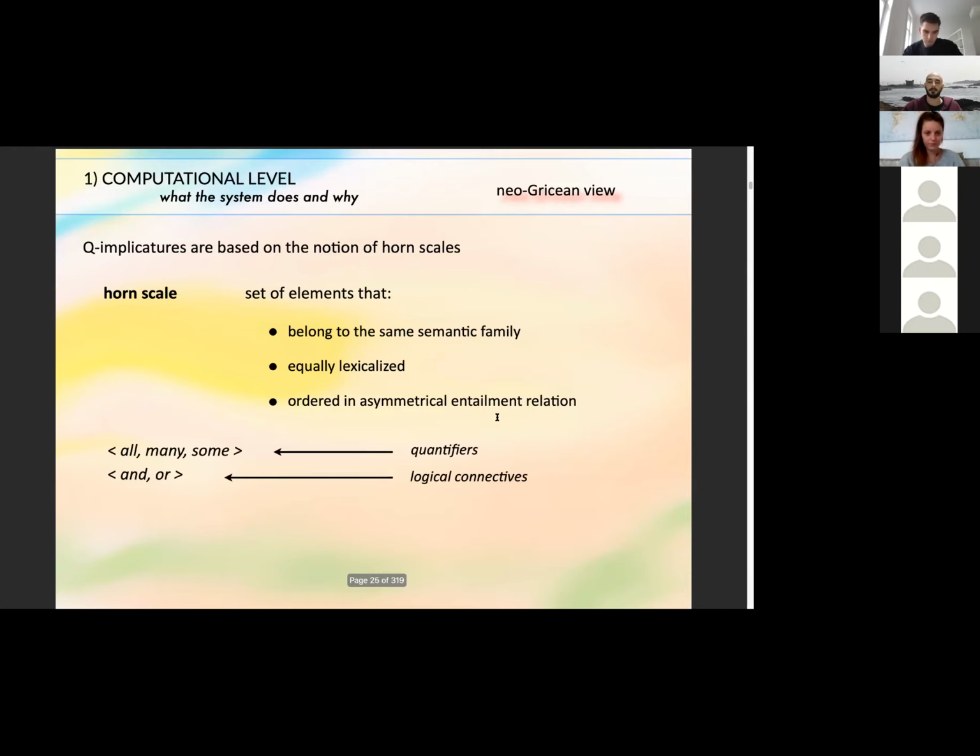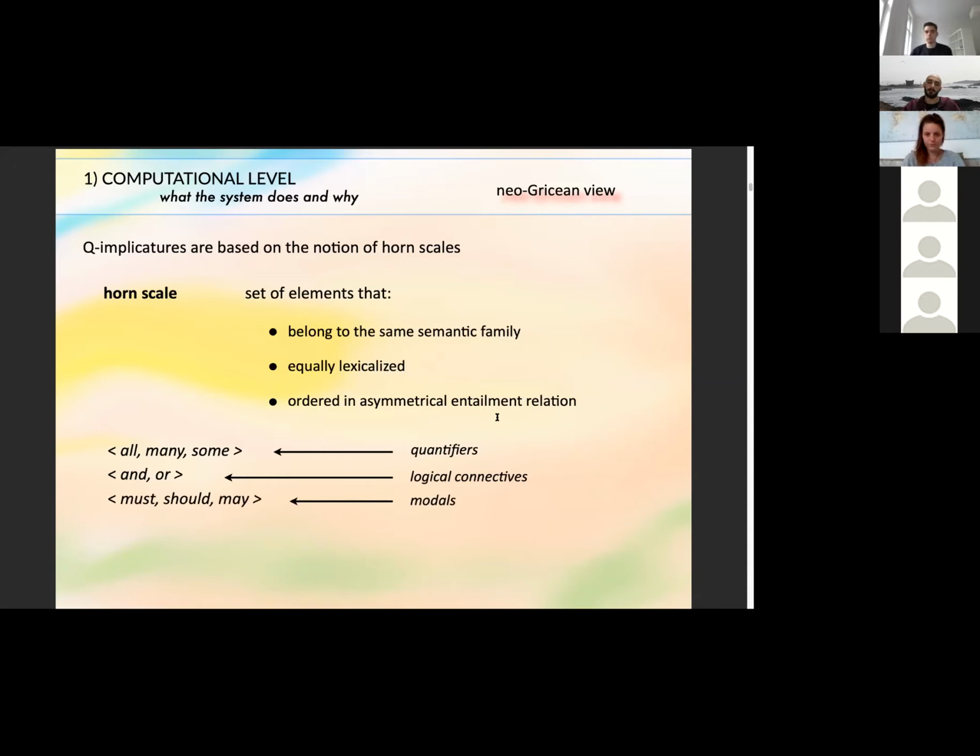Yeah, cool. So the other nice thing about scalar implicatures is that it's quite a universal phenomenon. Every time that you have a Horn scale of elements that obey this rule, that undergo this property, then you have a scalar implicature. So, for instance, take logical connectives. If you say "I will buy a car or a bike," the most natural way to interpret this sentence is that you're not going to buy both, right? Otherwise, you would have said, "I will buy a car and a bike."